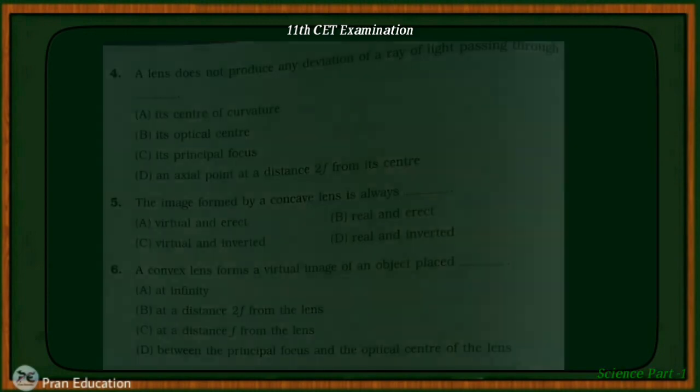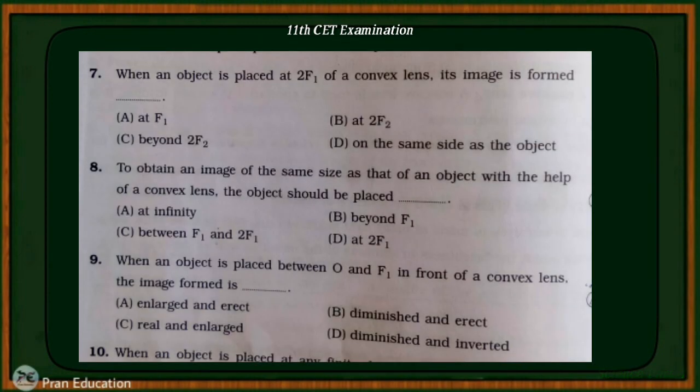7. When an object is placed at 2f1 of a convex lens, its image is formed dash. Options: A at f1, B at 2f2, C beyond 2f2, and D on the same side as the object. The correct option is option B, at 2f2.